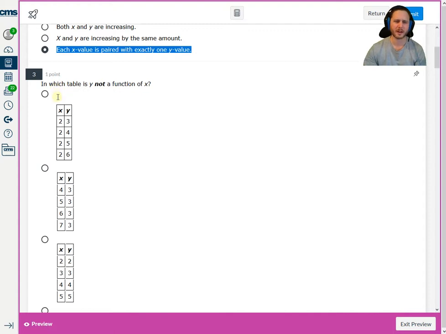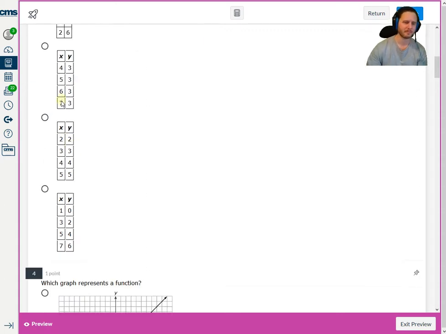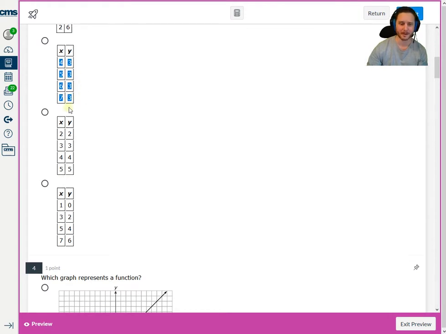For number 3, same as number 1 but in table form. We're just looking for which one is not a function, so we're trying to find the one that the x value is repeating, which is answer choice A. The x value repeats throughout the entire table. The other answer choices, the x value does not repeat at all. And before you're asking, it does not matter if the y value is repeating. It is allowed to repeat.